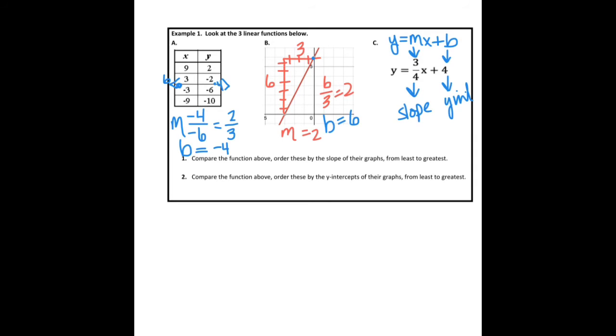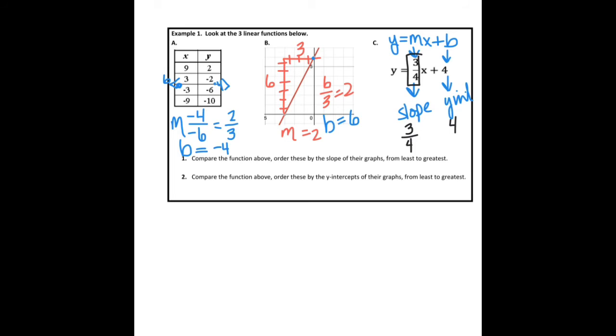The last function is an equation. The slope is the number attached to the x variable when it's solved in terms of y equals mx plus b. So my slope is 3/4 and my y-intercept is 4.